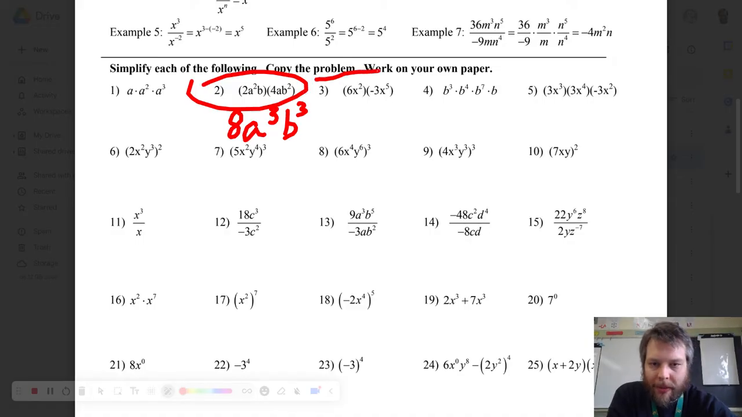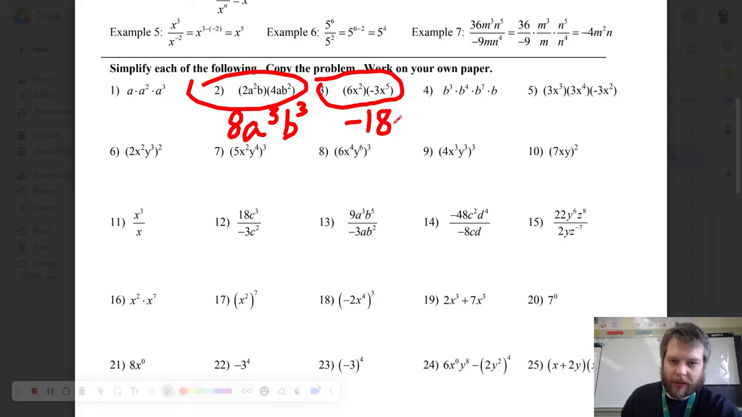Someone also asked me about question number 3. Same sort of strategy. Look at the numbers, then look at each of the letters. The numbers, I see 6 times negative 3. Well, 6 times 3 is 18. 6 times negative 3 is negative 18. And then I look at the x's. X squared times x to the 5th. That makes x to the 7th.